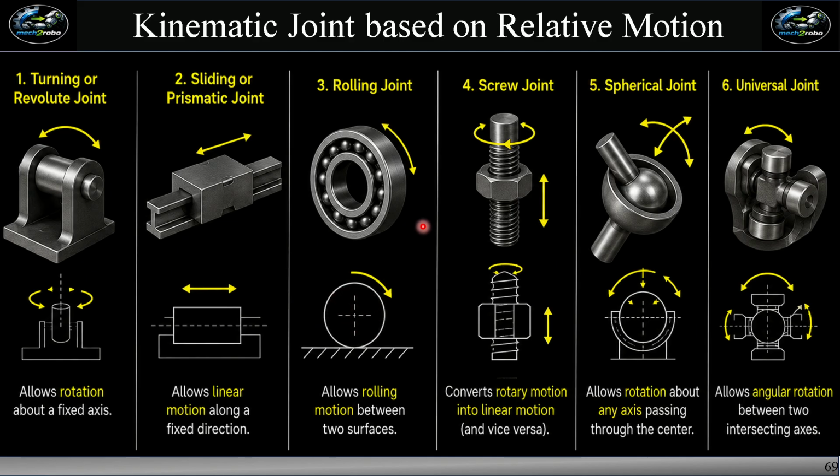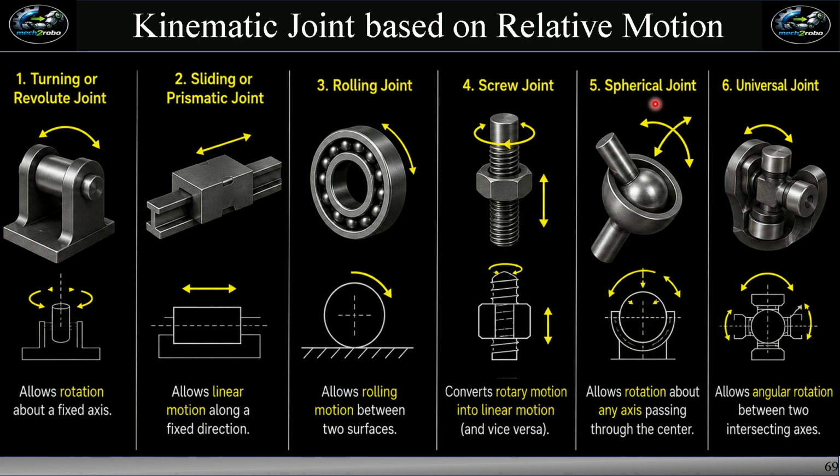In screw joints, there are two types of motion, rotation as well as translation, but both are dependent on each other. As we rotate this screw, as a result of which it also translates. Means rotation as well as translation are dependent on each other. Means it converts rotary motion into linear motion or linear motion into rotary motion.